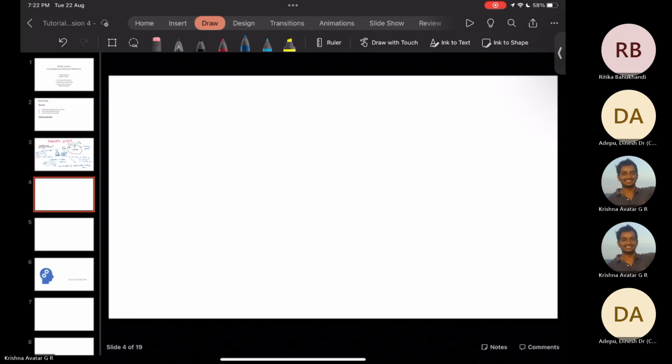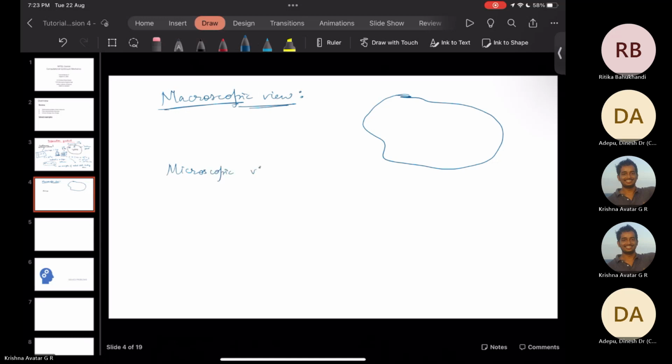Now from a maths point of view, let's look at it from two different scales. One is the macro scale, or macroscopic view. This view comes from looking at the problem itself. So this is the macroscopic view. And there is something known as the microscopic view. Sometimes you'll feel that these two views are somewhat contradictory to each other.